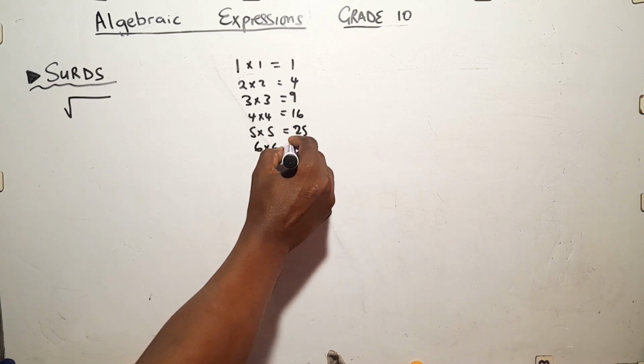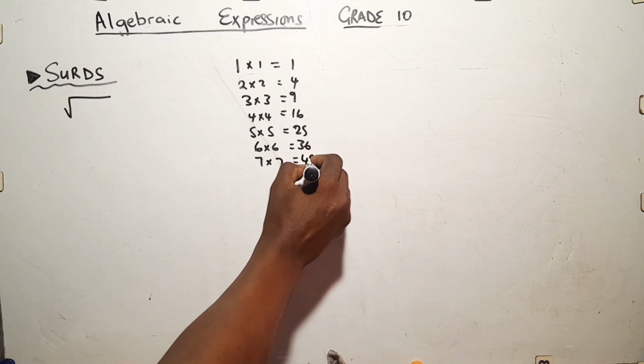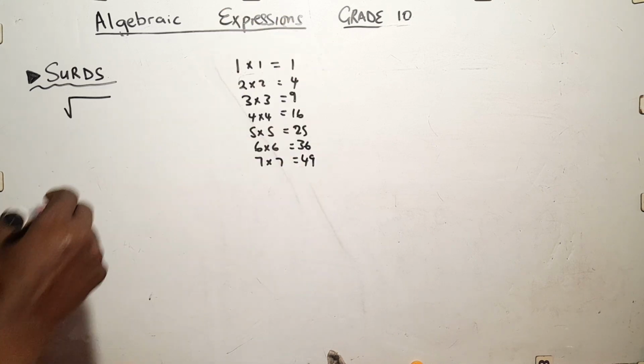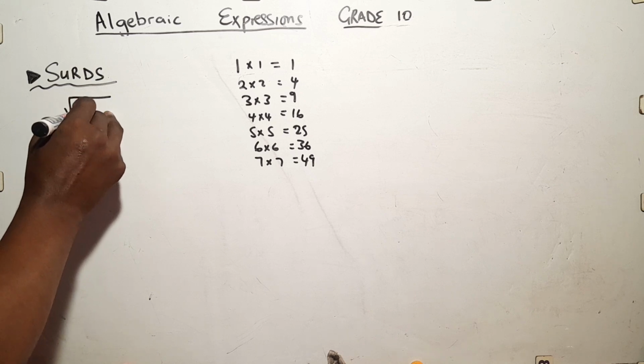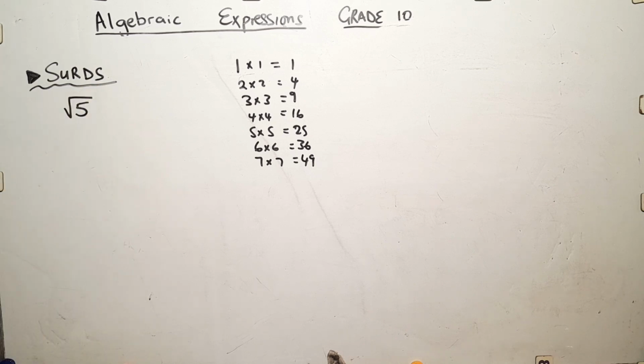6 multiplied by 6 is 36. 7 multiplied by 7 is 49. You get the idea, right? So these are perfect squares. If we have a number that is not a perfect square, for example, square root of 5, it's a surd. So this is a surd. It cannot be rationalized, right?